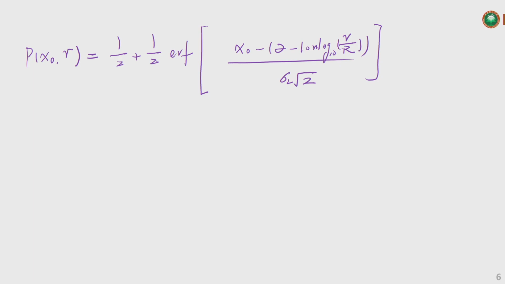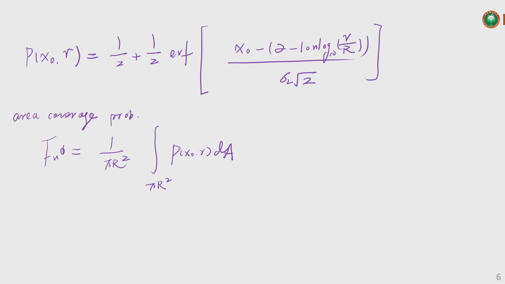Then we want to take the integration of the whole area, so the area coverage probability FU. It can be expressed as 1 over pi r squared, times the integration of P x node r times the area element. As we said, the covered area is usually a circle, so in the polar coordinate system, it can be expressed as r dr d phi.